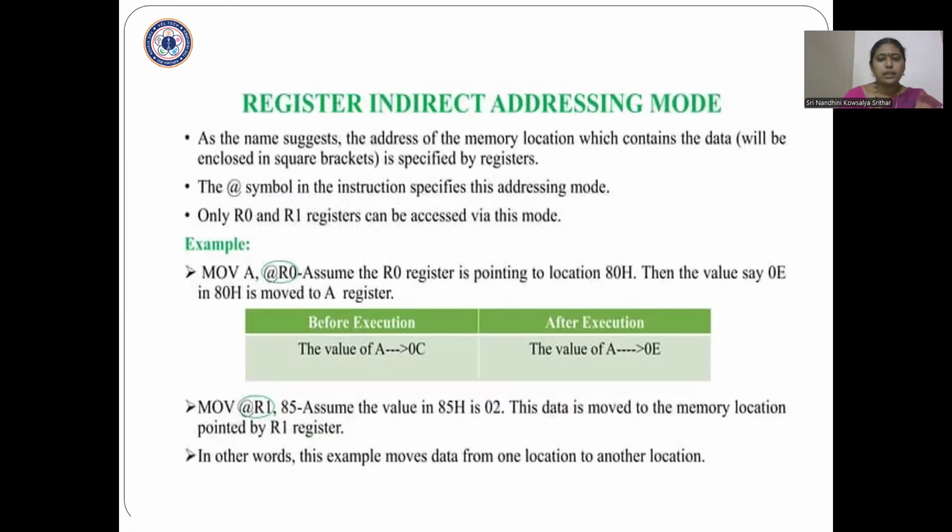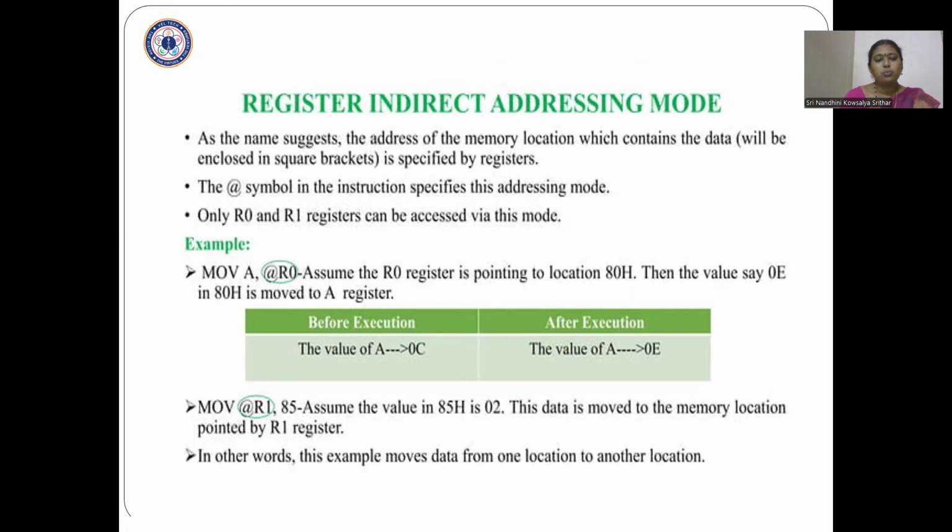Next, register indirect addressing mode. As the name itself suggests, the address of the memory location which contains the data is specified by registers. Here we use the at symbol to specify the addressing mode. Only the R0 and R1 registers can be accessed via this mode.